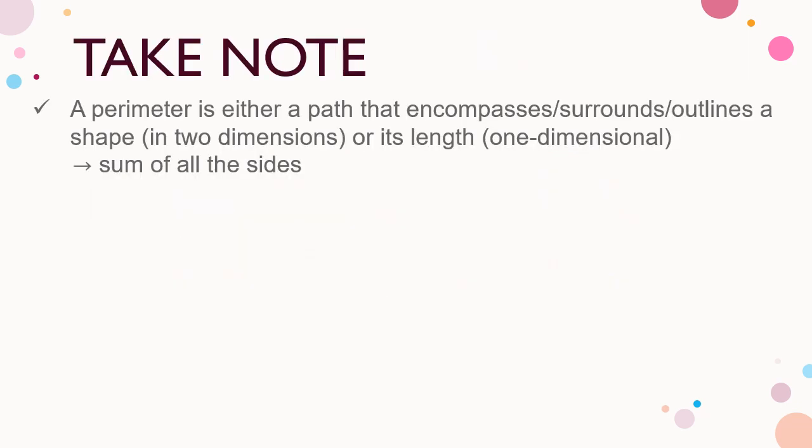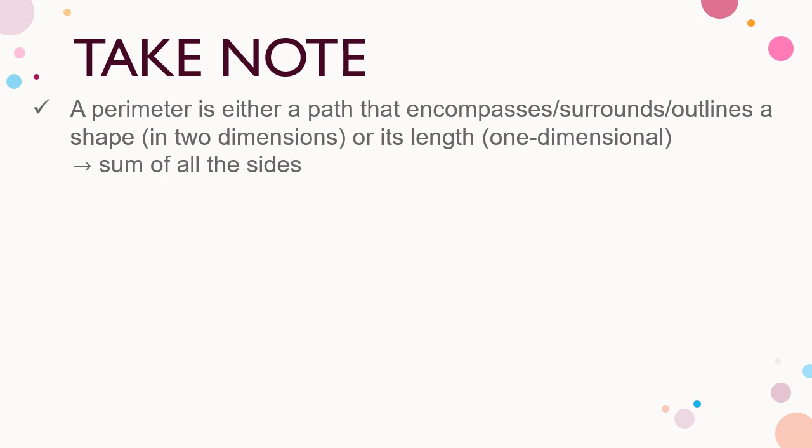Okay, let us recall first what is a perimeter. It's either a path that encompasses, surrounds, outlines a shape in two dimensions, or its length for one-dimensional. And commonly, you are describing perimeter as the sum of all the sides, which actually refers to the formula in getting the perimeter, which is also correct.